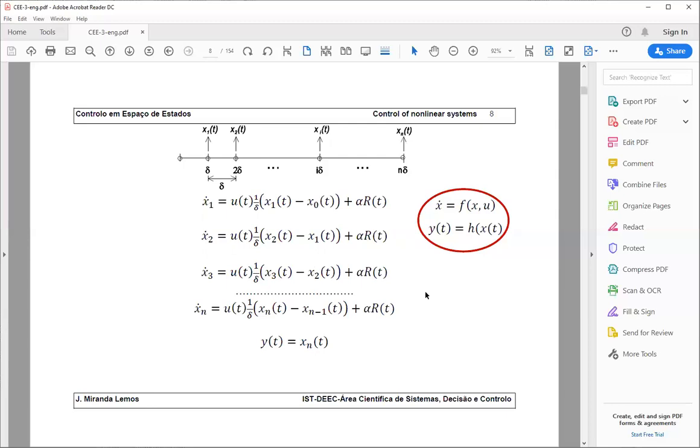So in general, you can say that this is function f1, this is function f2, and so on. So you collect all these functions in a vector f, and you get x dot equal to f of x, u, and y equal to h of x of t. And h in this case is just the last component, xn. So this is a standard way of writing the state model. In the linear case, f is equal to Ax plus Bu, but in this case, f is given by the functions that you can see here, which give you the derivatives.